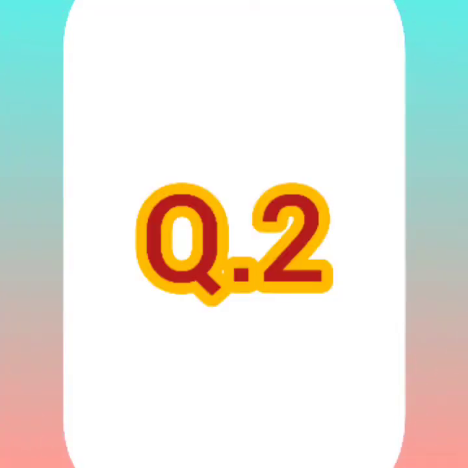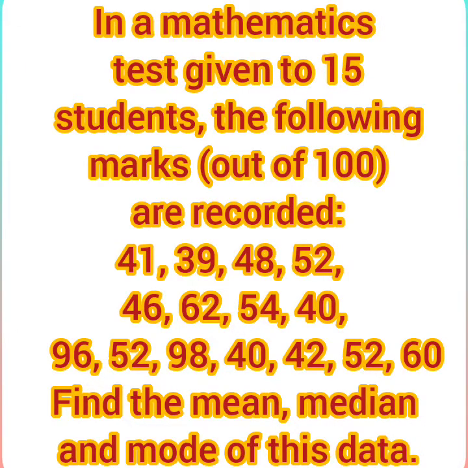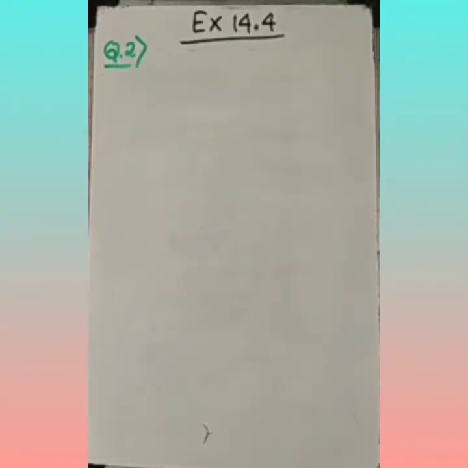So my dear student, question number 2 of exercise 14.4 is: in a mathematics test given to 15 students, the following marks out of 100 are recorded: 41, 39, 48, 52, 46, 62, 54, 40, 96, 52, 98, 40, 42, 52 and 60. Find the mean, median and mode of this data. The easiest question. My dear student, if you understood the first question, then this will become easier for you.